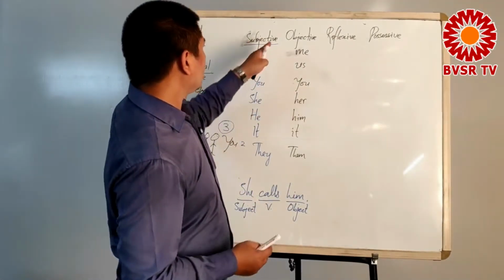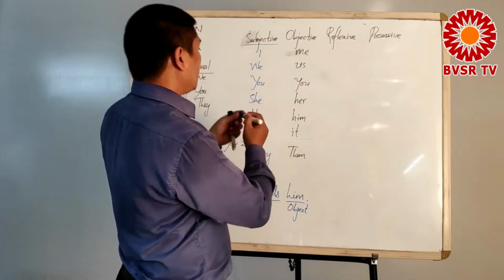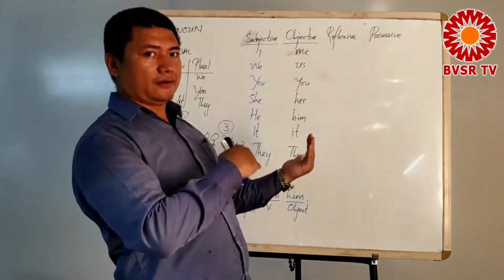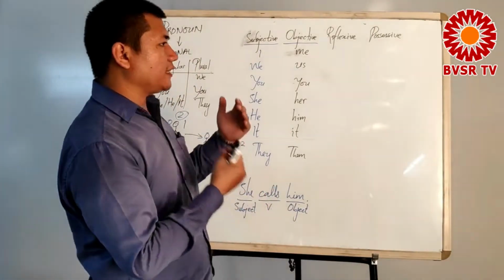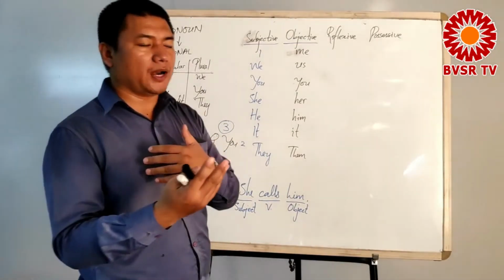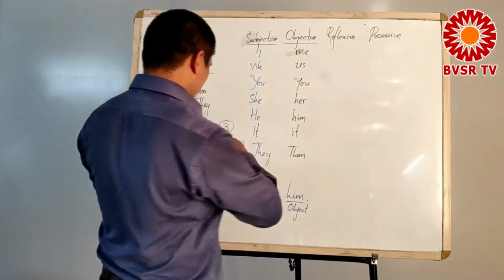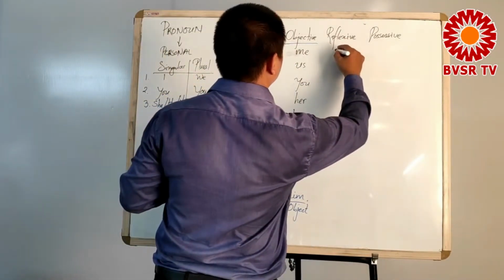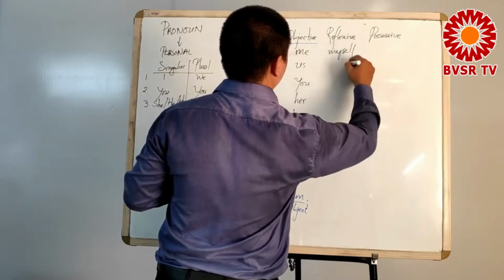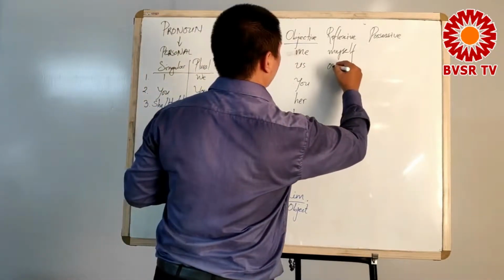Now, as you have already learned subjective and objective, let us learn reflexive and possessive. When you say reflexive, reflexive in a sense means reflecting. How do you say a pronoun is reflexive? When you say I, me is the subjective and objective, reflexive will be myself, and we, us will be ourselves.